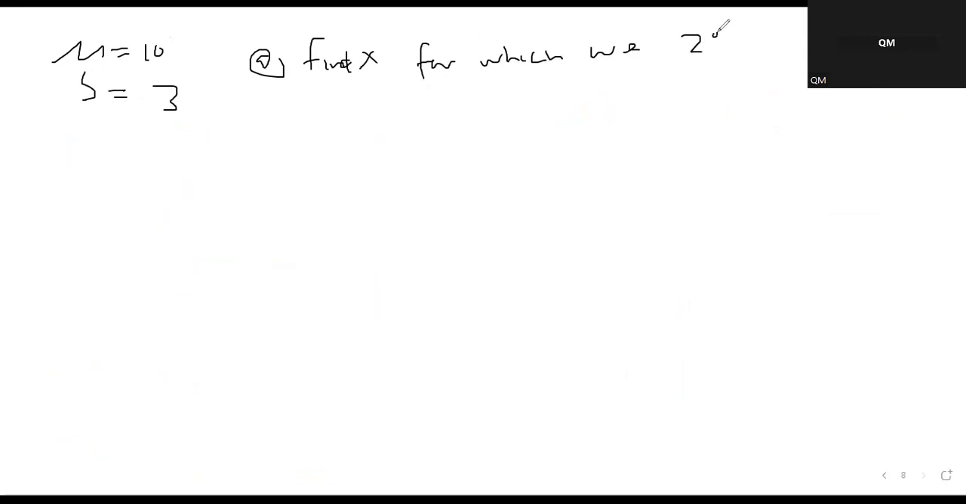Sometimes examiners are funny. They still give you the mean is 10. The standard deviation is 3. Then part A, they say find now x. Find x for which we are what? We are 2% greater. Then part B, find x for which we are what? We are 27.1% less.